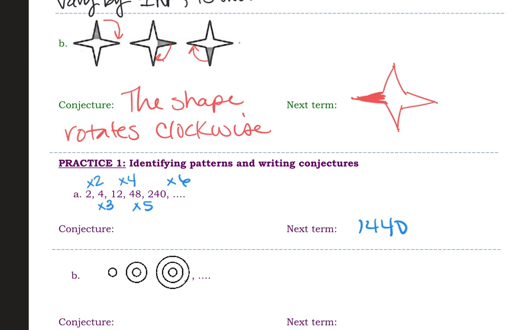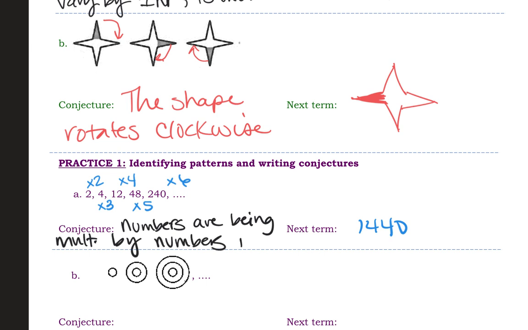Okay, so then if I have to put this in words, how would I put it in words? The numbers are multiplying by numbers increasing by 1. Okay. Repeat that for me, Miss Charlotte. The numbers are multiplying by numbers increasing by 1. Numbers are being multiplied by numbers increasing by 1. What did they start with? What number did they start multiplying with? Starting with 2.